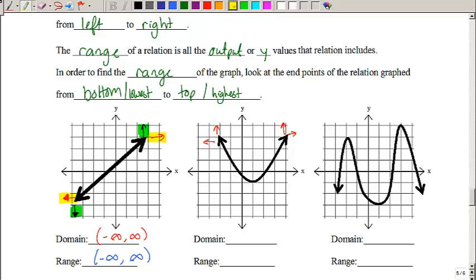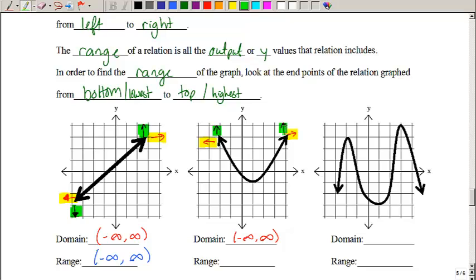To look for my domain, I'm looking for how far left can my function go and how far right can my function go. Well, this arrow here tells me my function goes forever left, and this arrow here tells me my function can go forever right. So my domain is negative infinity, positive infinity. When I'm looking for my range, both of these arrows tell me that I go up forever, although I don't go down forever. So I need to really look for my lowest point, my highest point.